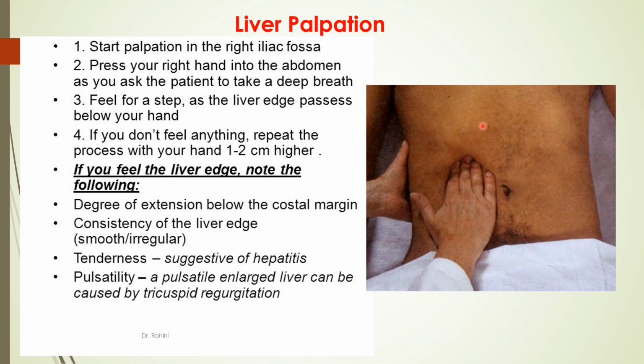But if you are able to feel it, then you have to feel how much it is below the costal margin, the inferior border. What is the consistency of the liver, whether it is smooth or irregular, hard or soft, and whether pain is there or not. We call it tenderness. The patient is able to say, oh, you are touching, it is painful, so tenderness. And whether the swelling or any enlargement is pulsatile or not. Usually in tricuspid regurgitation, a pulsatile, enlarged liver can be seen. So you can feel the pulsation with your right hand.